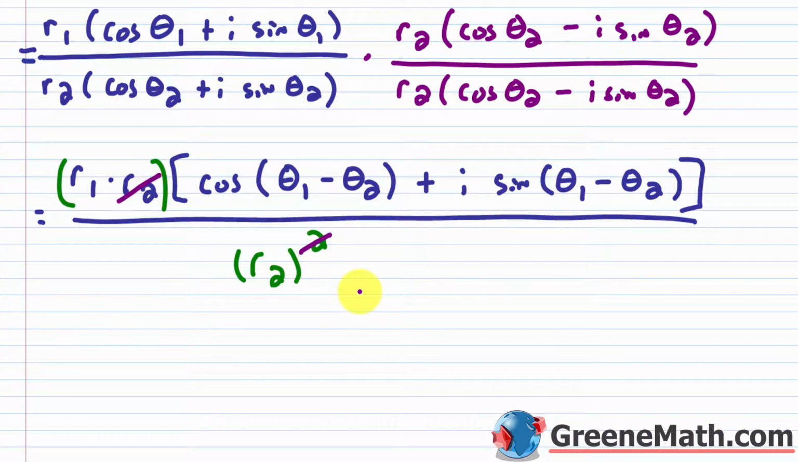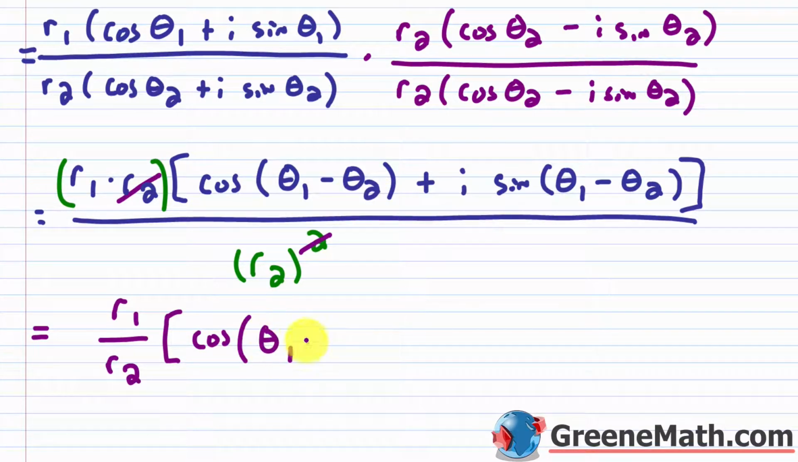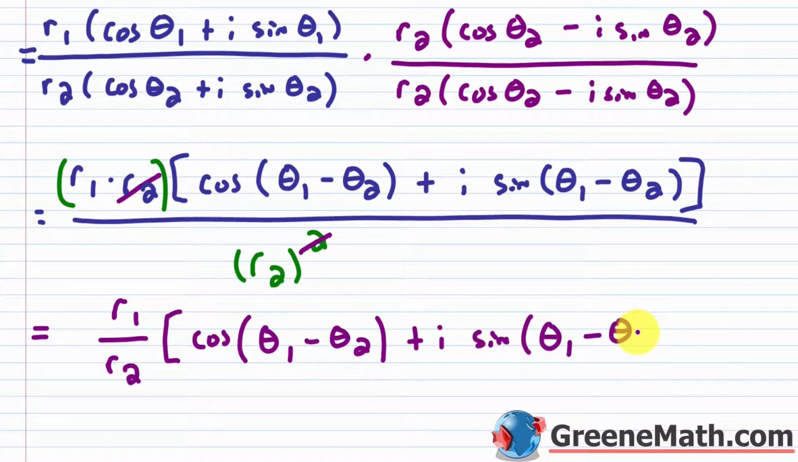So essentially what I have here is what you're going to see for your quotient theorem in your book: your r sub 1 over your r sub 2. So you're dividing the absolute values, and then times this quantity here, you have your cosine of, you're subtracting the arguments. So I'm doing my theta sub 1 minus my theta sub 2. Then plus i times the sine of, again, I'm subtracting the arguments, so theta sub 1 minus my theta sub 2.